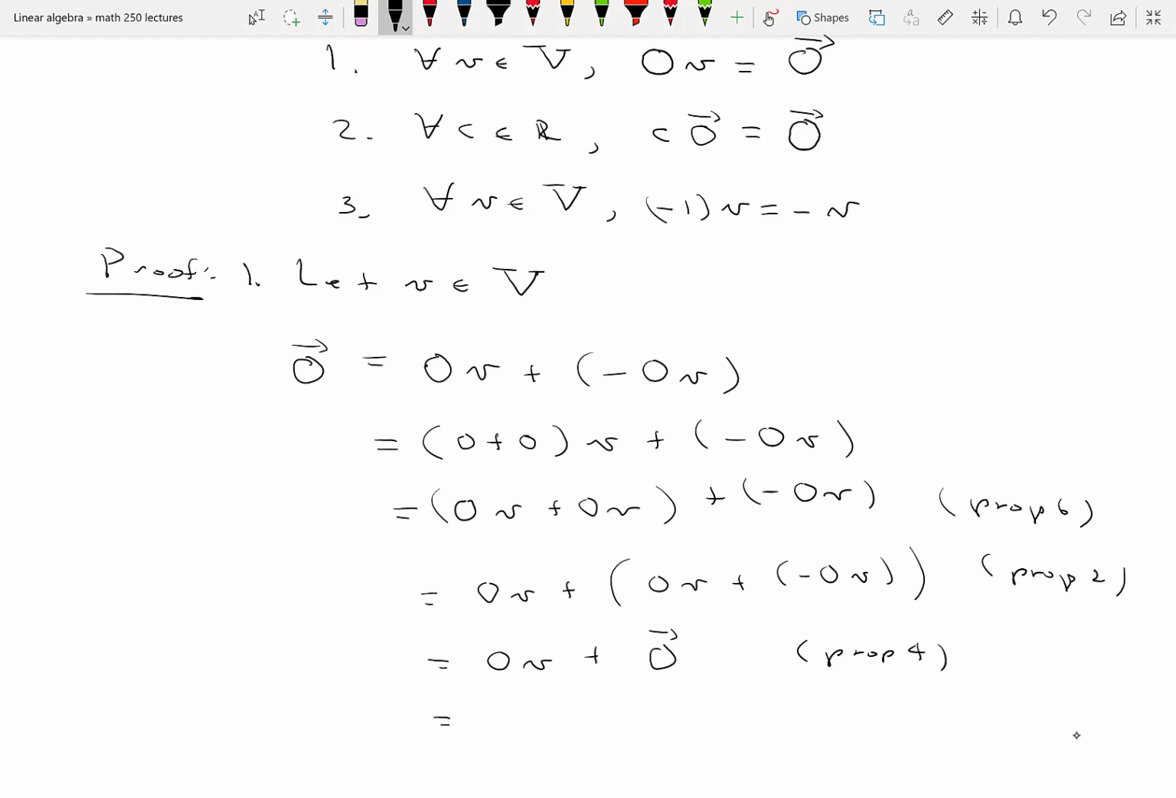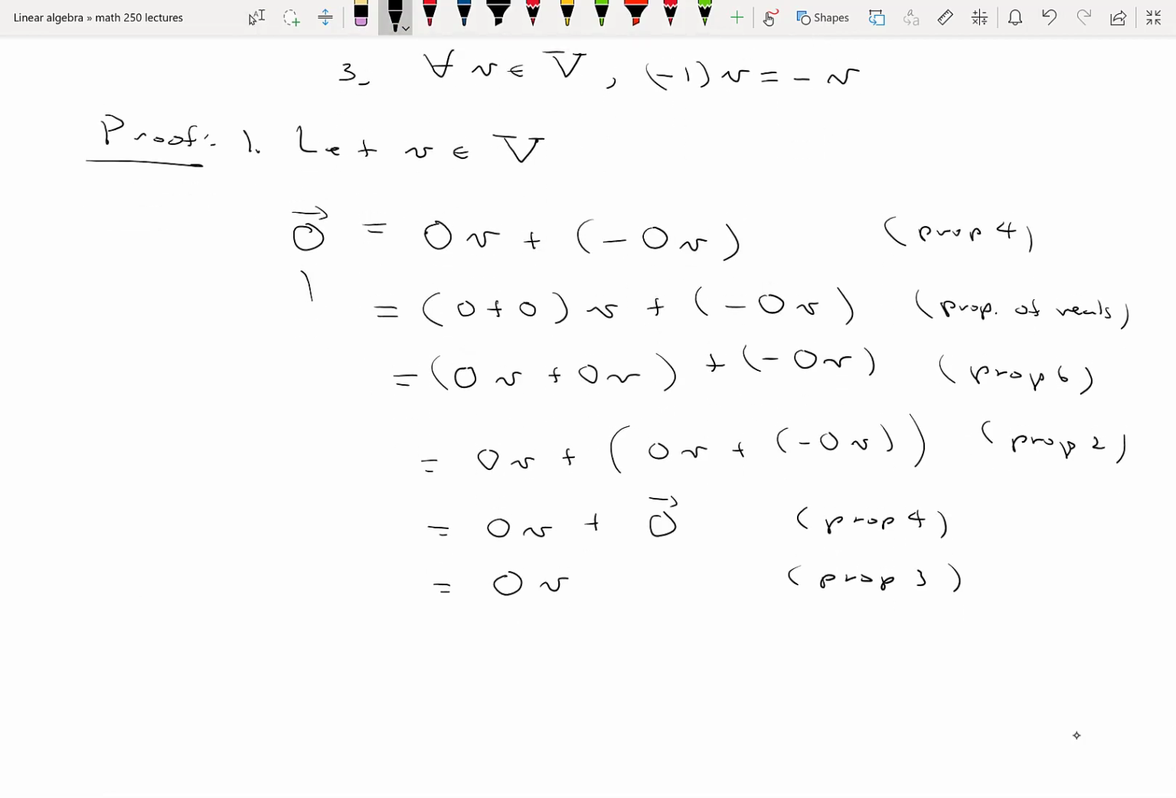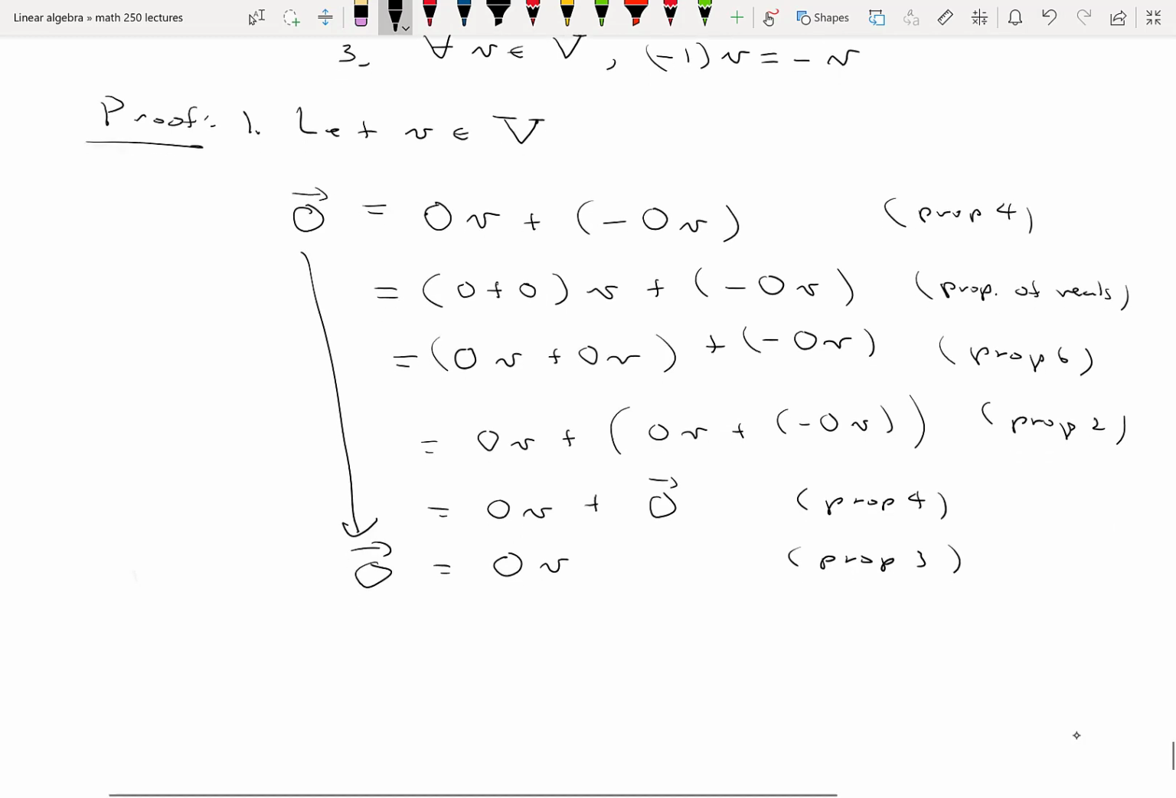And what's any vector plus the 0 vector? By property 3, it's the vector. Property 3. Just to be real complete here, I'll name the property above. This is a property of real numbers. And the first property is the number plus vector plus opposite. This is property 4. And it's over. Look at the beginning, look at the end. I have shown that 0 times v equals the 0 vector.